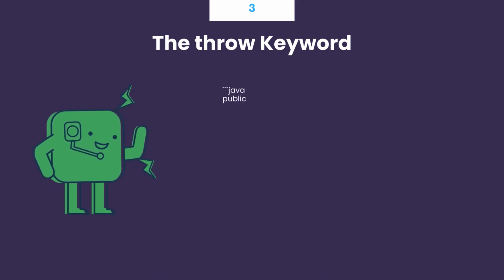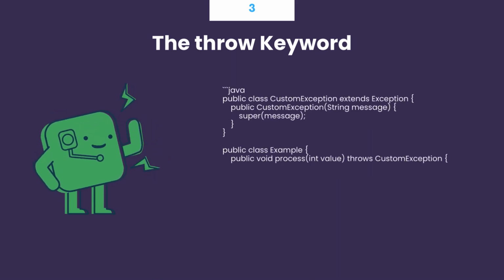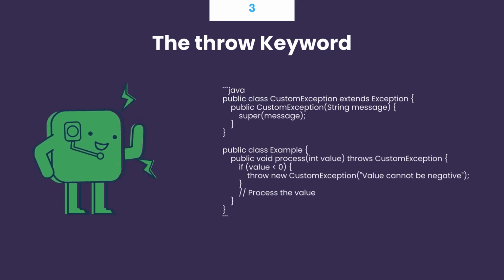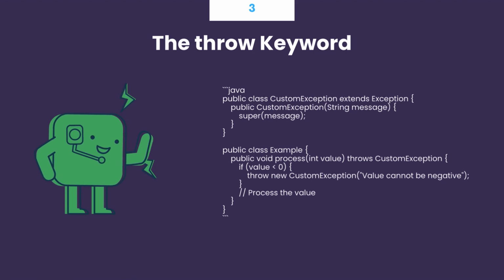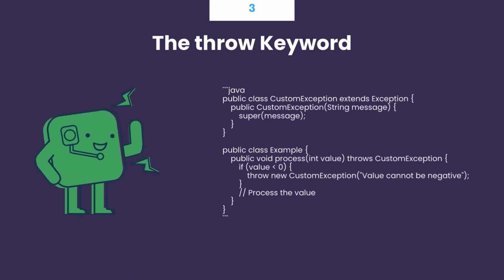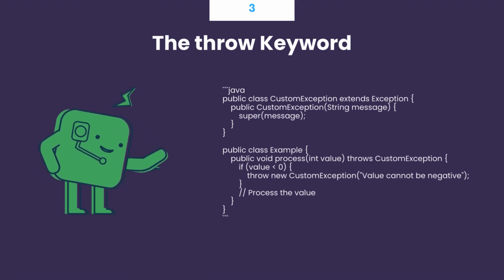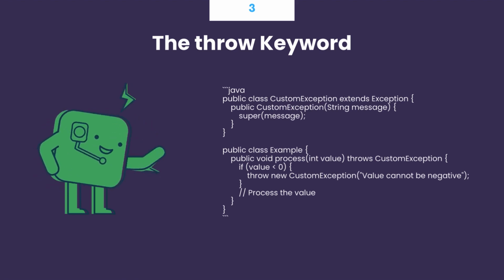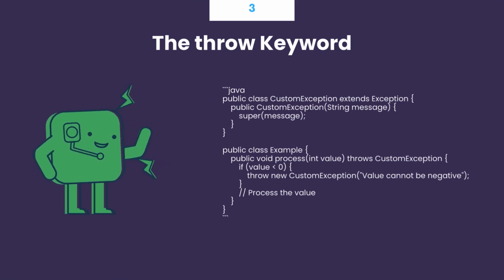Let's see an example. public class CustomException extends Exception { public CustomException(String message) { super(message); } } public class Example { public void process(int value) throws CustomException { if (value < 0) { throw new CustomException("Value cannot be negative"); } // process the value } }. In this example, if the value passed to the process method is negative, a custom exception is thrown with a custom error message.